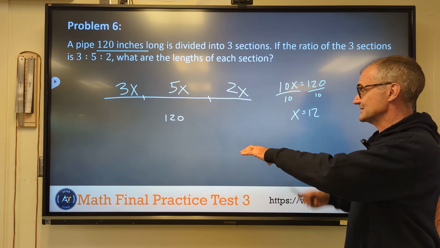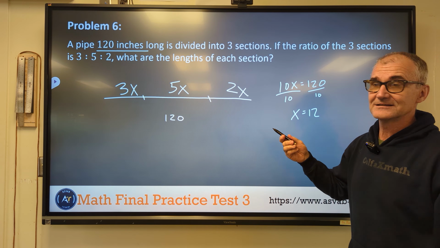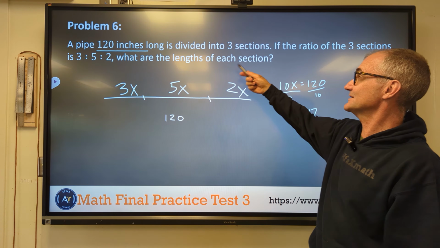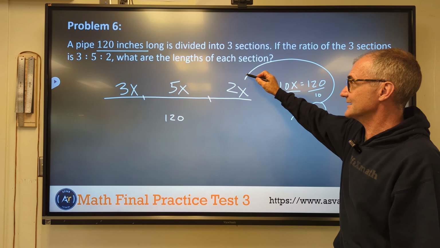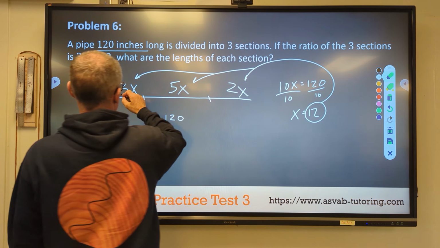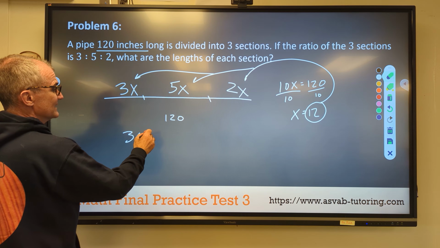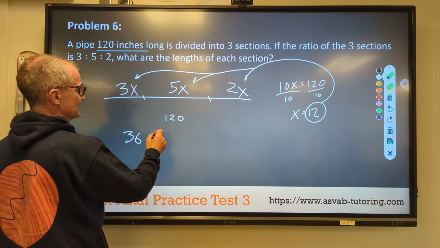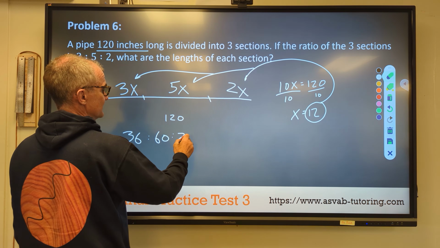If it was multiple choice, 12 would be an automatic distractor. It would be one of your answers. It's not. It's asking you what are the lengths of each section. I got to take that value of 12, plug it back in for x in all these places. 3 times 12 is 36. 5 times 12 is 60. 2 times 12 is 24.